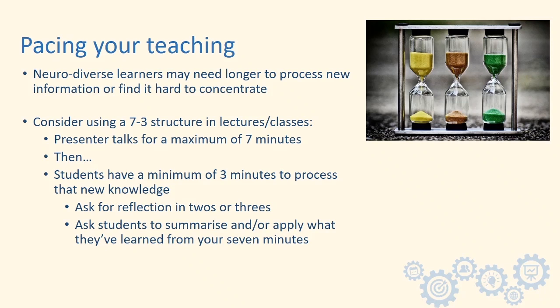Neuro-diverse and other disabled learners may need longer to process knowledge or find it difficult to concentrate for long periods. For this reason, Denise Priest in the Management School recommends a 7-3 structure in lectures. This means, as a presenter, you should aim to talk no longer than 7 minutes at a time, before giving students an activity that allows them to consolidate what you've been saying, such as a pair and share or a polling exercise. This active learning approach also aligns with Curriculum 2021 and the education strategy.